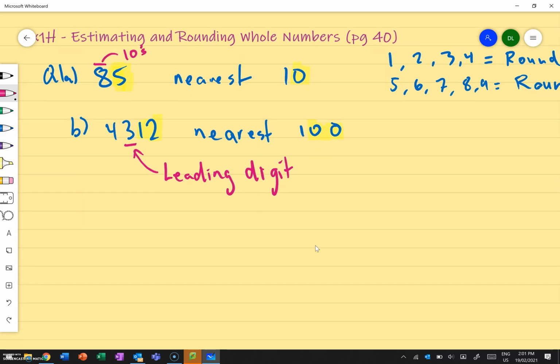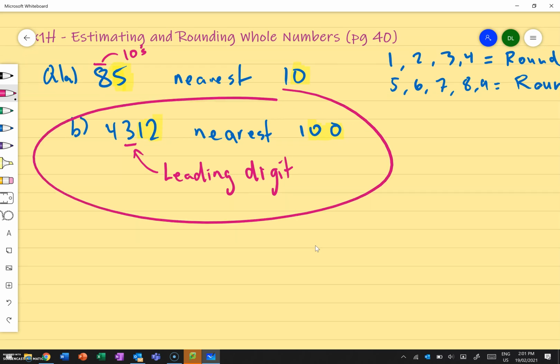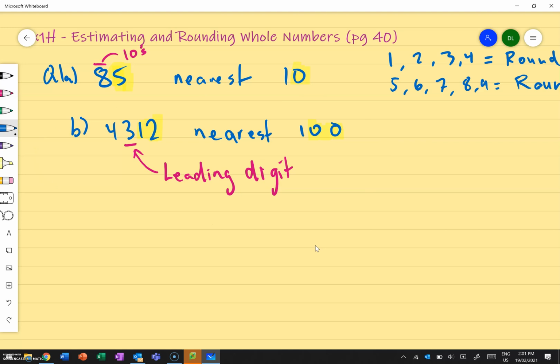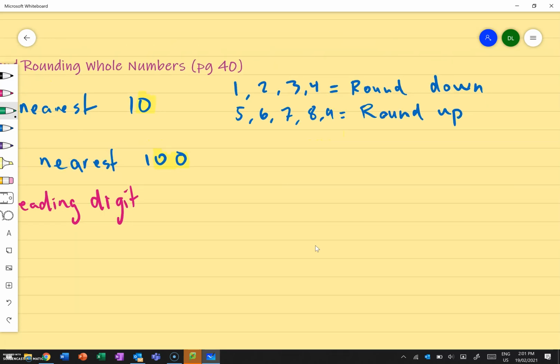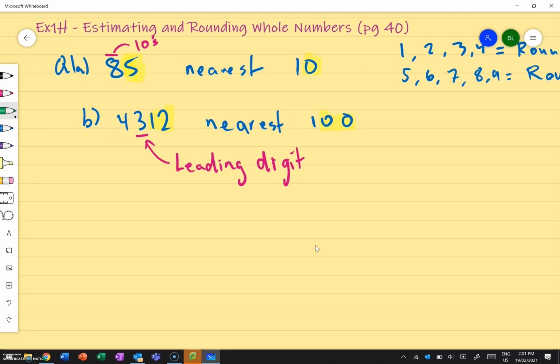So what we do is look at the number after the leading digit. Right now in this question I've got 3 as my leading digit. What's the number after? In 4,312, the digit right here is 1. So if it's a 1, do I round up or down? Down. So I'm going to write 4, 3. Now instead of writing 1, I round down to 0. Now do I write 2 there? No, I keep writing 0. So now it's to the nearest 100. Does that make sense? Yeah?